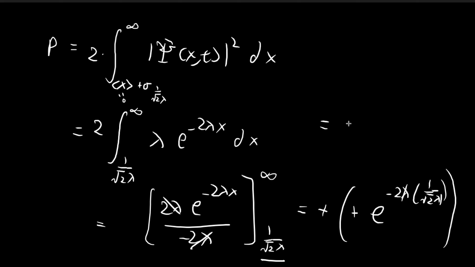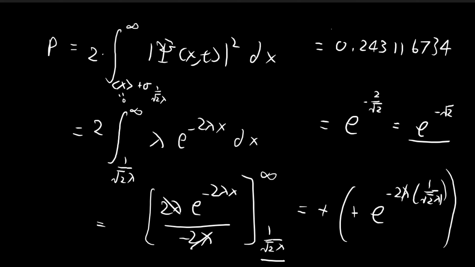So in the end, the probability is equal to e to the power of negative 2 divided by the square root of 2, which is just e to the power of negative square root of 2. And if you plug this into a calculator, you'll find that this is equal to 0.243116734. So this is your probability.